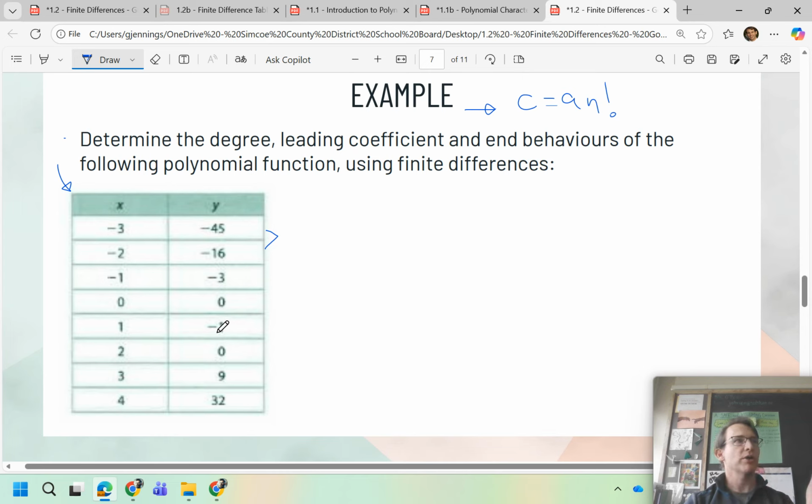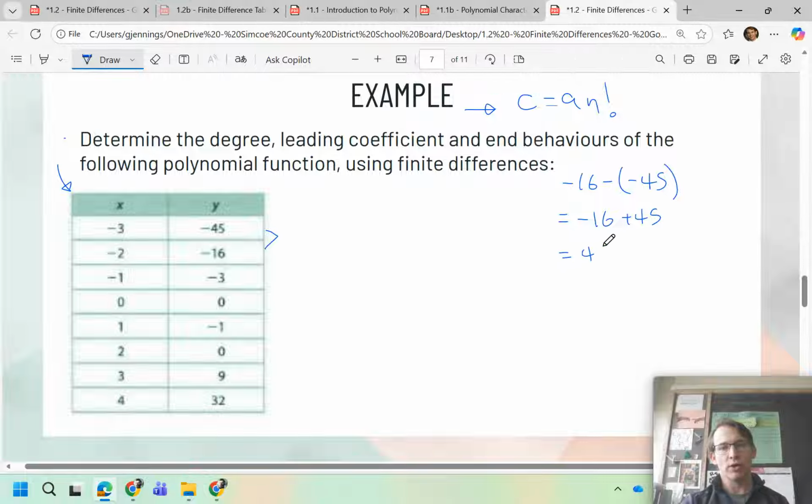Here is a point where you often had an error in grade 9. I don't know if you still make this error, but here is what you want to make sure you do: get the sign right. We do the second one minus the one that came before it, and we're very careful about the sign here. Negative 16 minus minus 45 is the same thing as minus 16 plus 45 is the same thing as 45 minus 16. You just want to make sure you get the number right. This is positive 29, please.